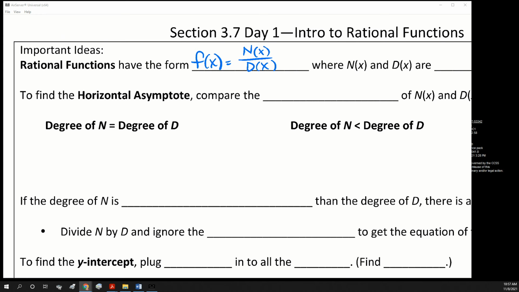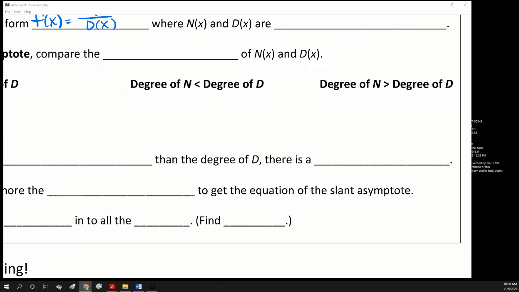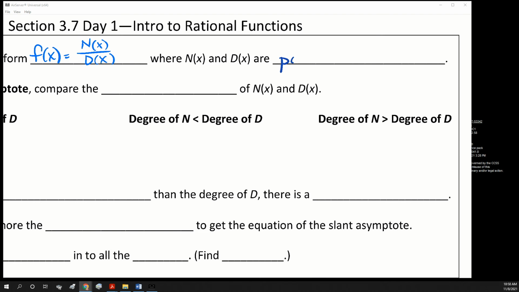Numerator and denominator. So every time on this lesson, when I'm talking about n, I'm talking about the numerator. And when I'm talking about d, I'm talking about the denominator. Now those 2 numerator and denominator functions are polynomials. So that's why this lesson is usually taught right after polynomials. It's actually in the same unit in the textbook as polynomials because we use polynomial numerator and polynomial denominator.